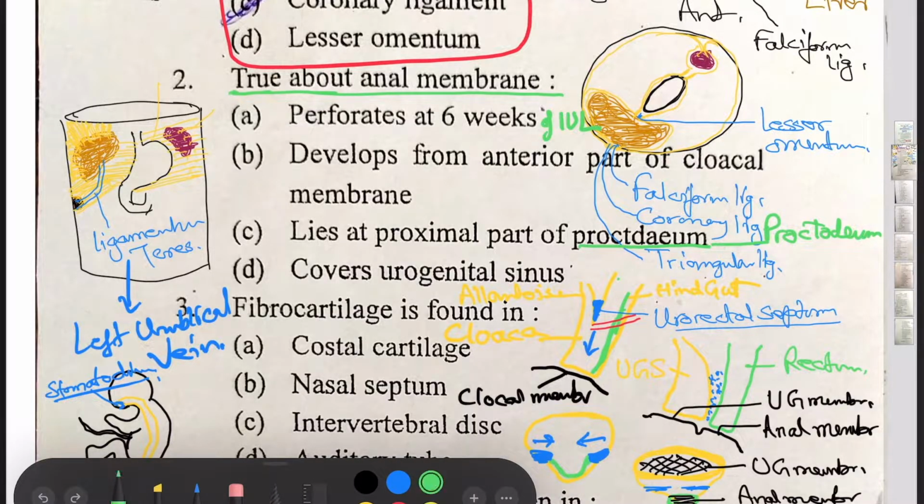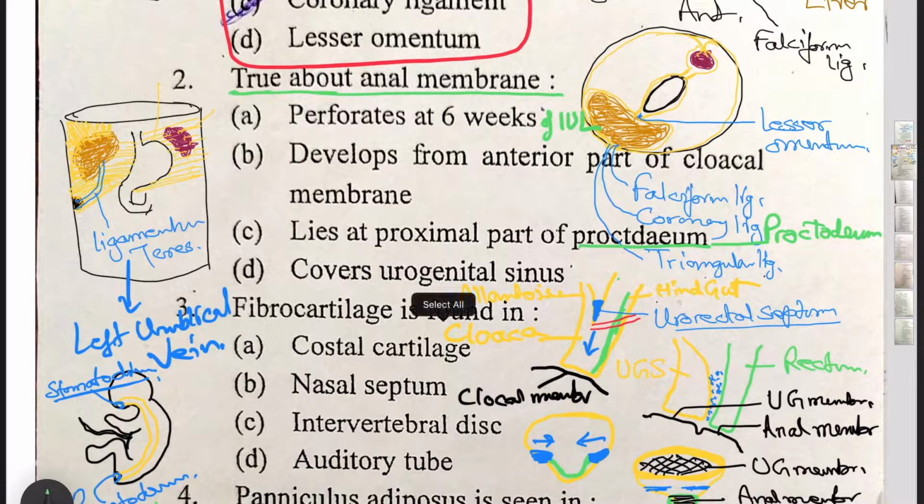So this is the theoretical part. You have to remember that it's not the 6th week. It is actually the 9th week. It's the 9th week of intrauterine life when this anal membrane perforates. So this becomes a wrong statement.